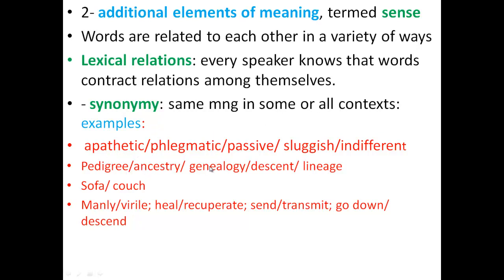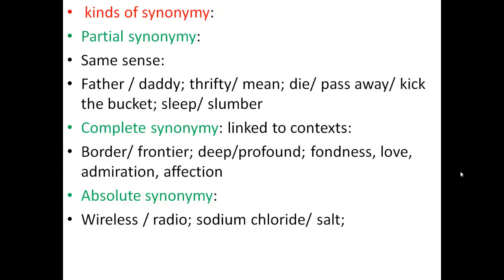Pedigree, ancestry, genealogy, descent, lineage. All these words once again have got more or less the same meaning. Sofa, couch; manly, virile; heal, recuperate; send, transmit; go down, descend. Here we have got words linked to each other because more or less they have got the same meaning. When I say the same meaning, they refer to the same thing, they have got the same sense. So this is the first relationship between words. It's the relationship of synonymy.